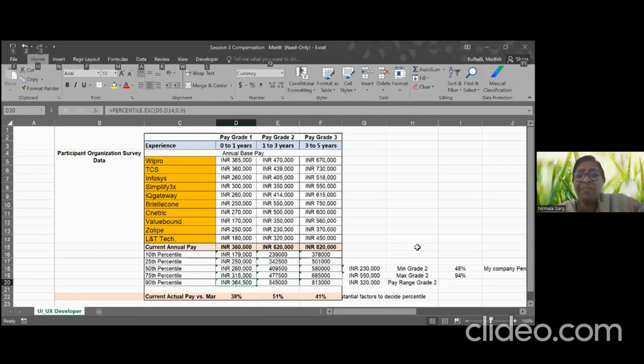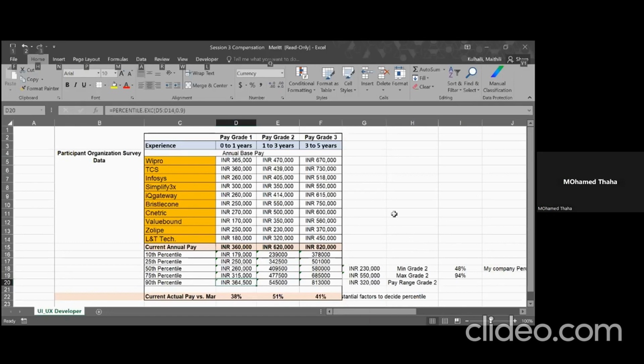What is a quartile? Anybody? Data divided into four equal parts. Okay. So if your data is divided into four equal parts, your first quartile will be cut off at what?